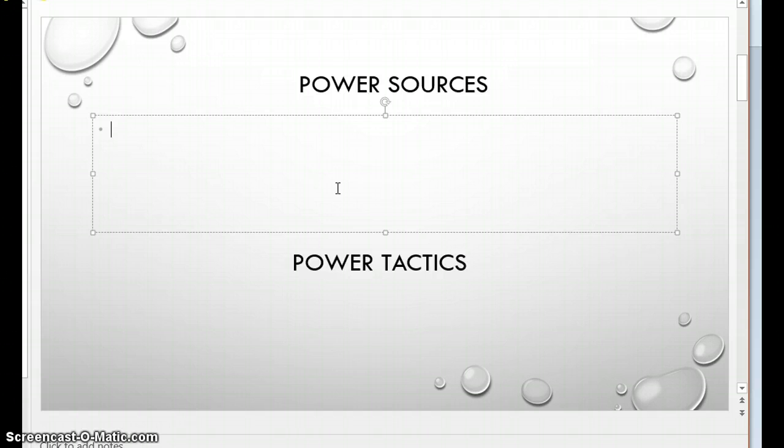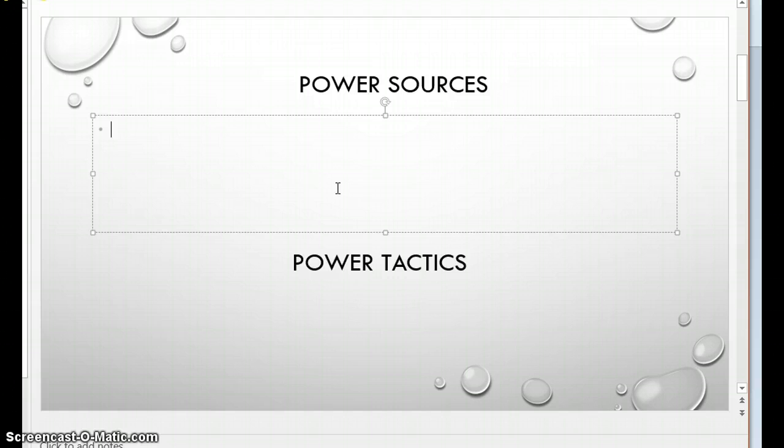So you want to use specific power sources that apply to this person. And like I said, they're on page 349. You'll also read about additional power sources like manipulation, third parties, control of resources. So there's other sources of power.